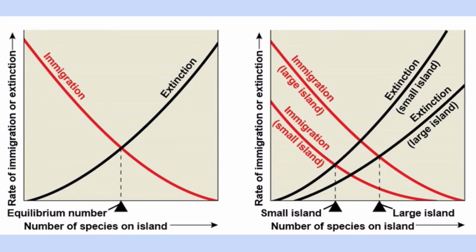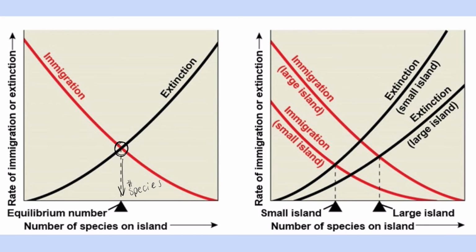These graphs represent a model that predicts how many species an island will have based on the size of the island and the distance to the mainland. The red curve represents the rate of colonization, so the rate of incoming species to an island. And the black curve represents the rate of extinction, so the amount of species that are dying or becoming extinct on that island. If we're just looking at this left-hand graph for starters, this is just a basic one. The place where these two curves overlap, this point right here, is called our equilibrium point or equilibrium number. And that's the point where the number of incoming species is offset by the rate of extinction.